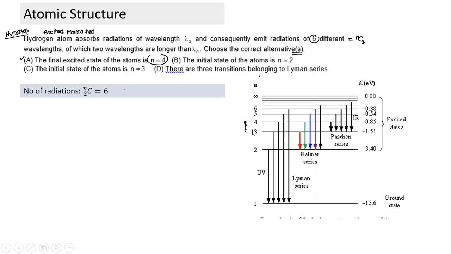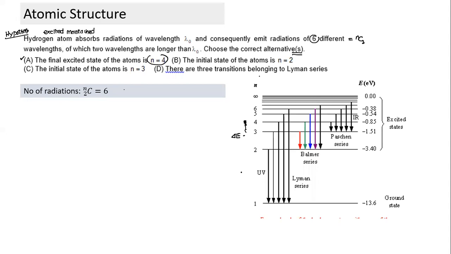When it goes to n equal to 4, there are 6 different delta E, and thus there are 6 different wavelengths. But what is given here is that 2 wavelengths are longer than lambda naught. How do we use this information?